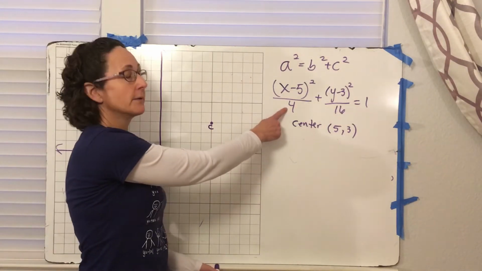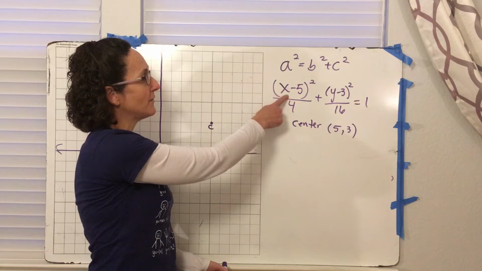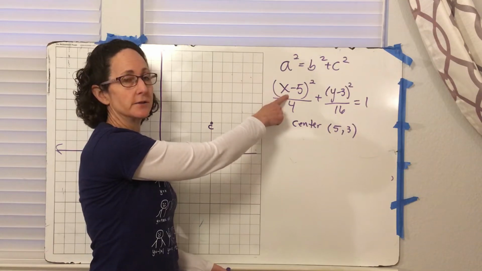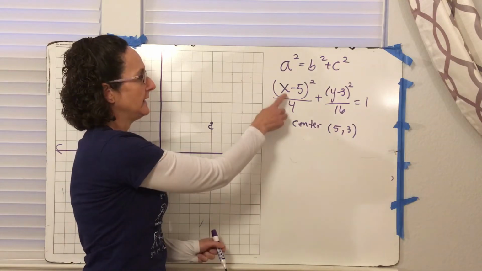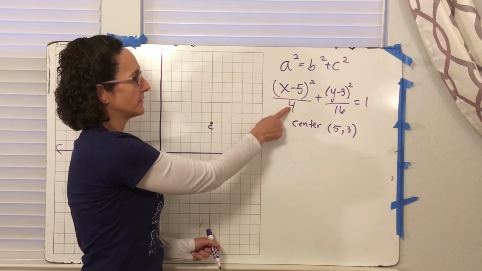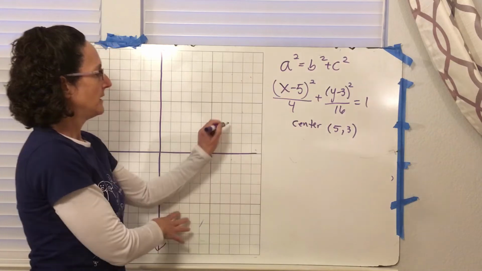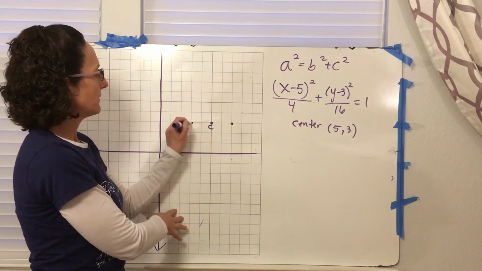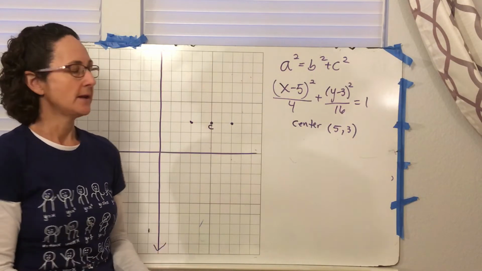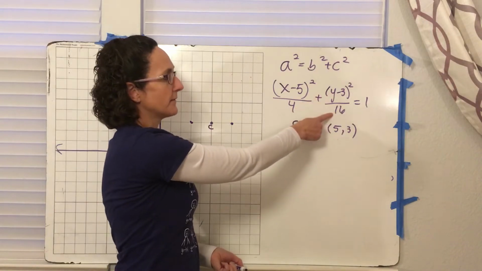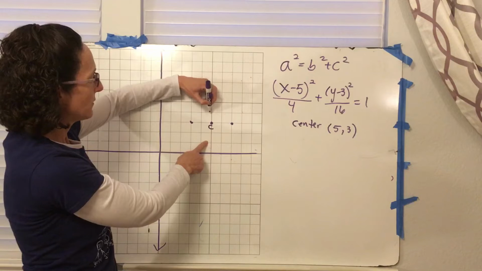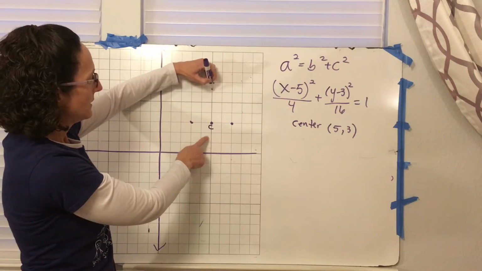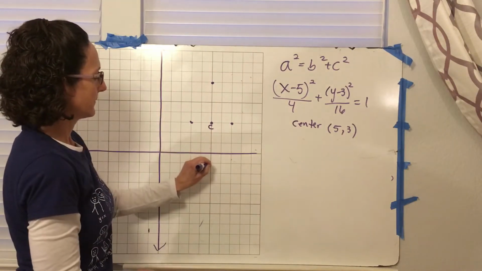The square root of this number tells you how far you go in the x direction. Don't stress about whether that is a or b. Just in the x direction, go out 2 from the center. So go out 2, go out 2. In the y direction, you take the square root of this number, which is 4. So in the y direction, you go 1, 2, 3, 4, 1, 2, 3, 4.